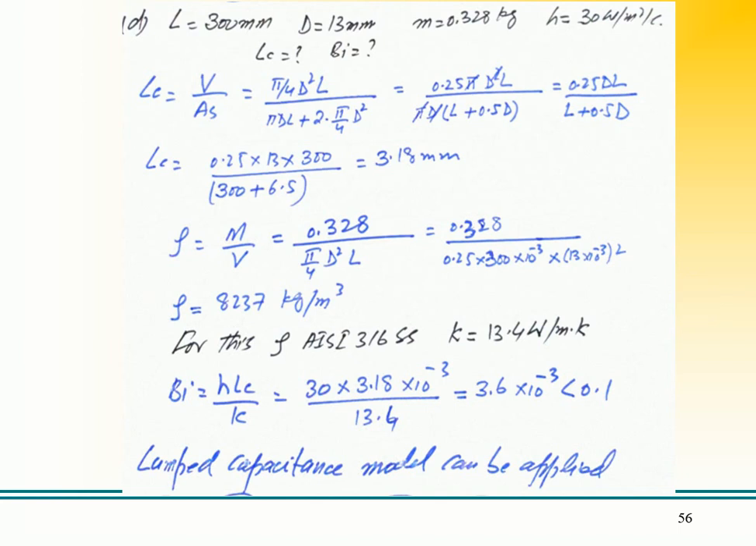So students, you see that the most important thing is to find the characteristic length, and for the characteristic length you must have a very clear idea that volume is base area into height, and of the surface area from where the heat transfer takes place.